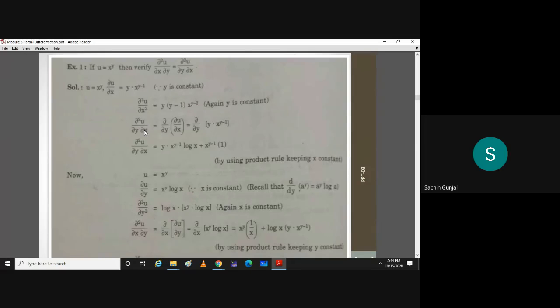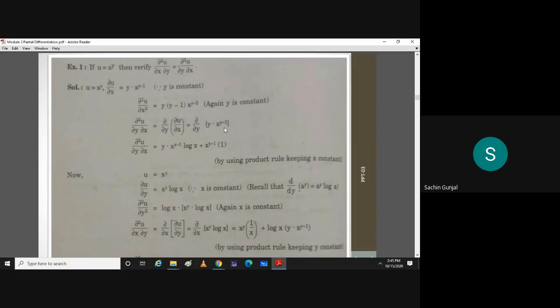Then with respect to y, you differentiate this del u by del x. So del by del y of del u by del x. Substituting del u by del x, del by del y of y into x raised to y minus 1. Now this is a function of y. x raised to y minus 1 also contains y. So you need to apply the product rule.